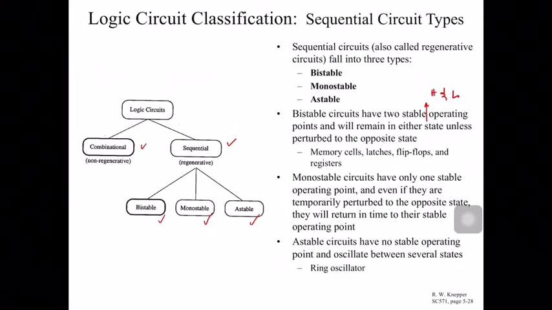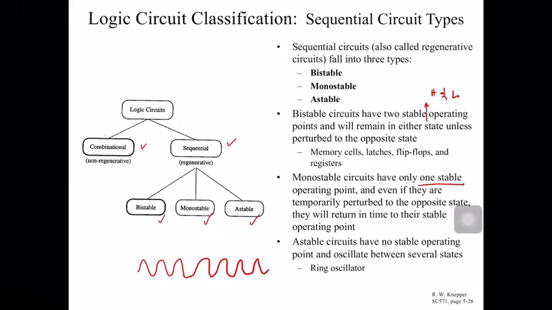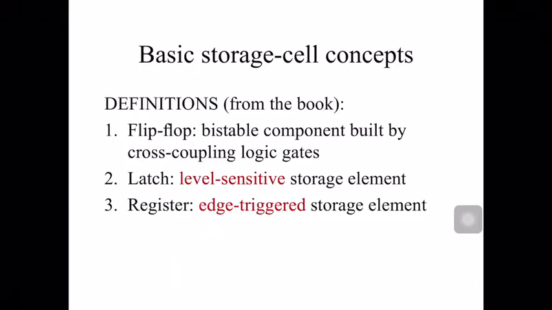Monostable circuits have only one stable operating point, and even if they are temporarily perturbed to the opposite state, they will return in time to their stable operating point. Astable circuits have no stable operating point, and they oscillate between several states. An example of an astable circuit is the ring oscillator. You did this in the lab. In the ring oscillator, the output is toggling like here. There is no stable state, so it is always shifting between 0 and 1.